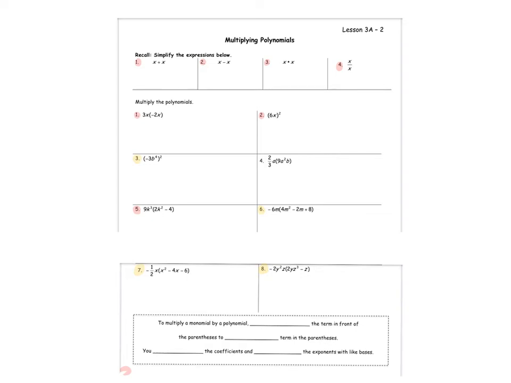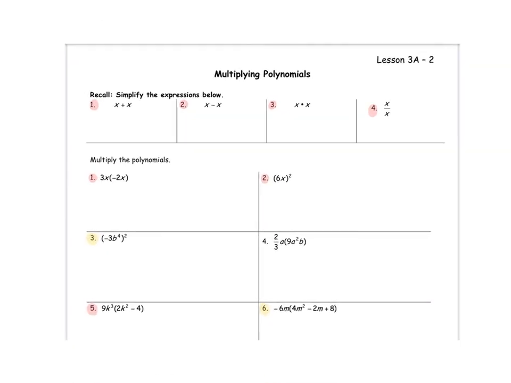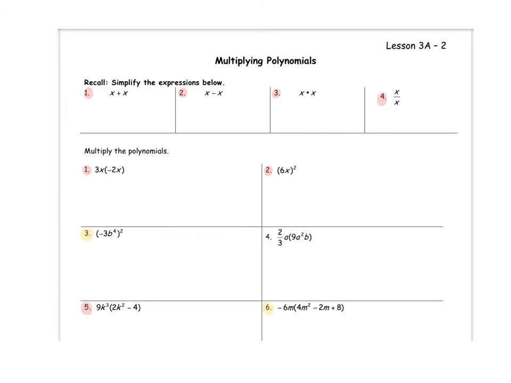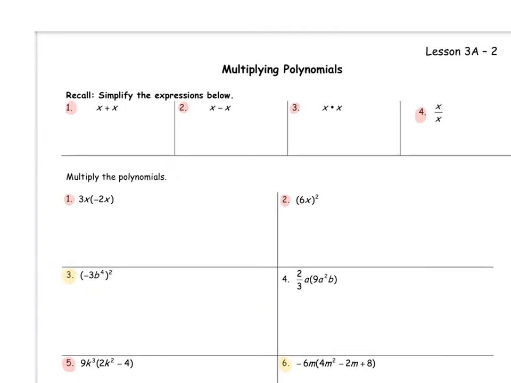This is lesson 3A-2. I'm going to do the exercises that are in red, and then I want you to try the ones that are in yellow afterwards. Make sure you pause the video if there's something you didn't understand and write down the question you have. We're going to start off by going through a quick review.